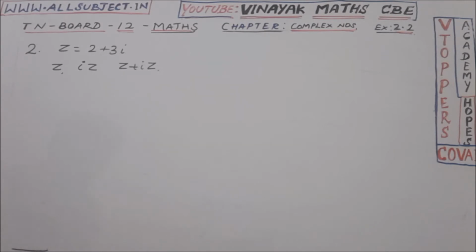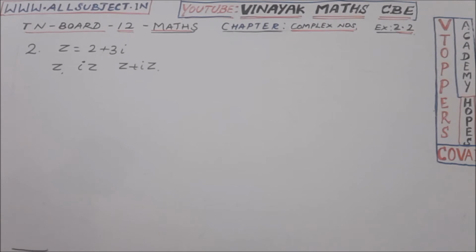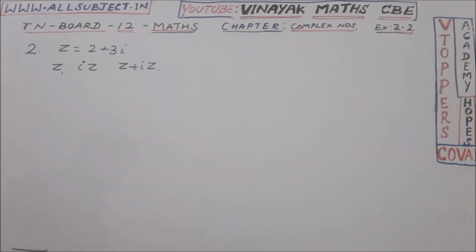Question number 2, exercise 2.2. Given z equal to 2 plus 3i, represent the complex numbers z, iz and z plus iz in the Argand plane. And one more subdivision is given, z minus iz, also to be represented in the Argand plane or Argand diagram.